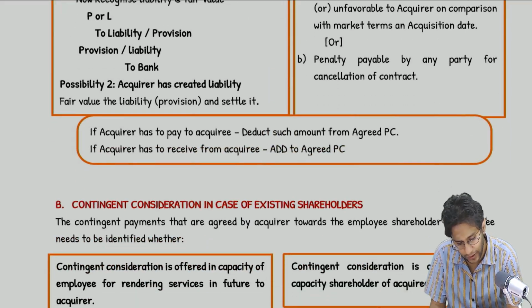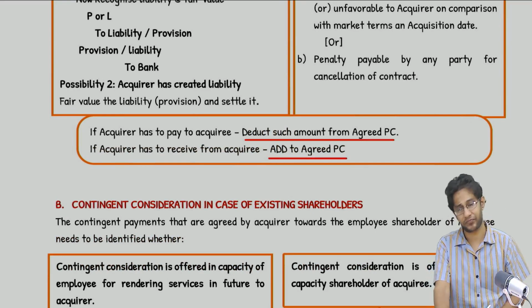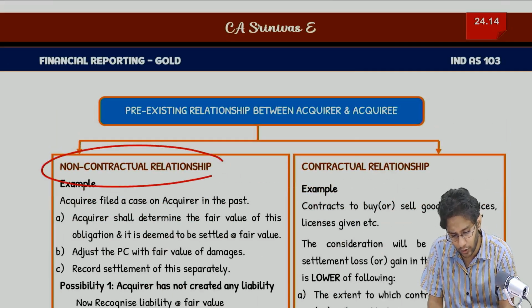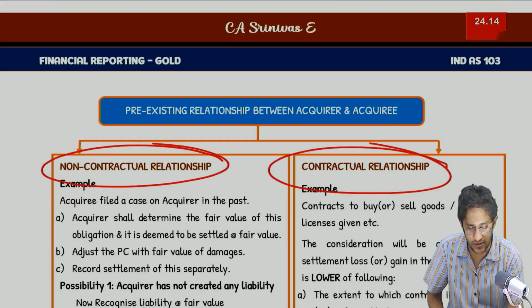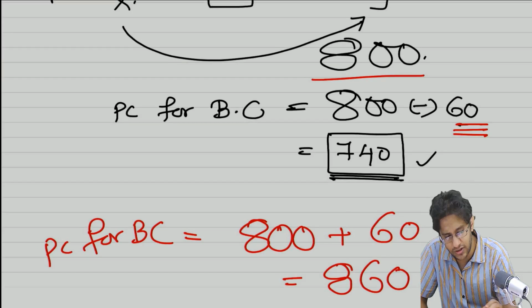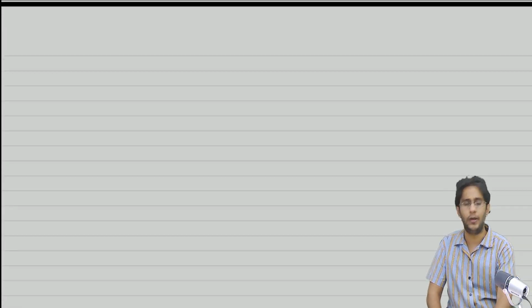If acquirer has to pay, deduct such amount from agreed PC. If acquirer has to receive, add that to agreed PC. This is when, sir, it is a non-contractual relationship. Sir, what if this is a contractual relationship? Contractual relationship means there is a contract between two entities.